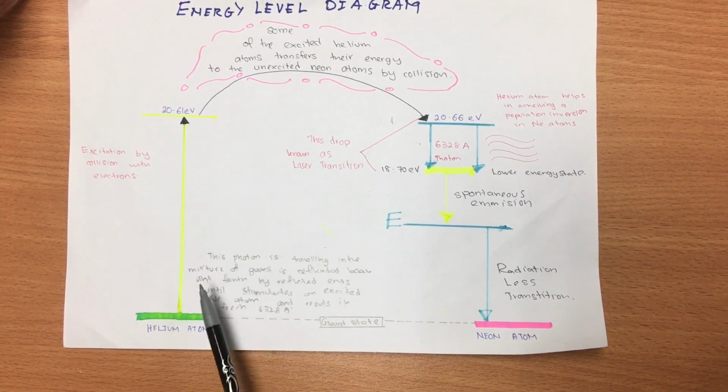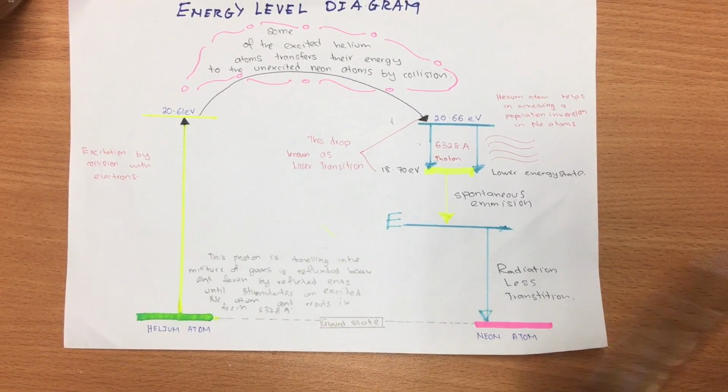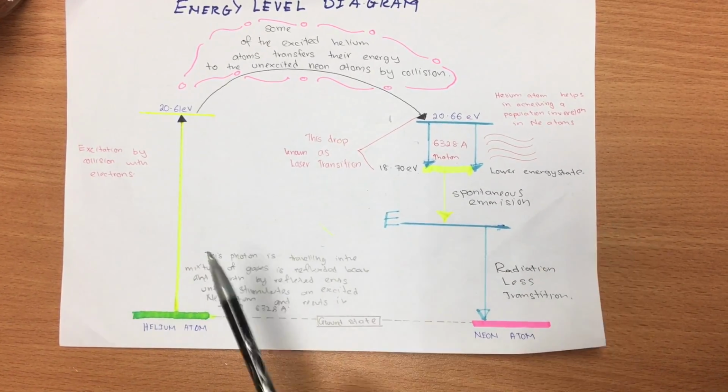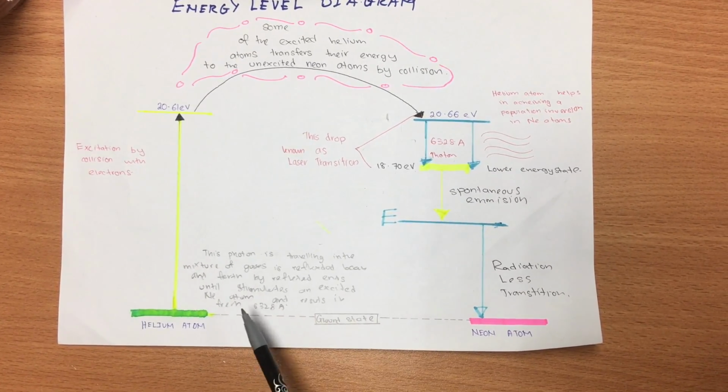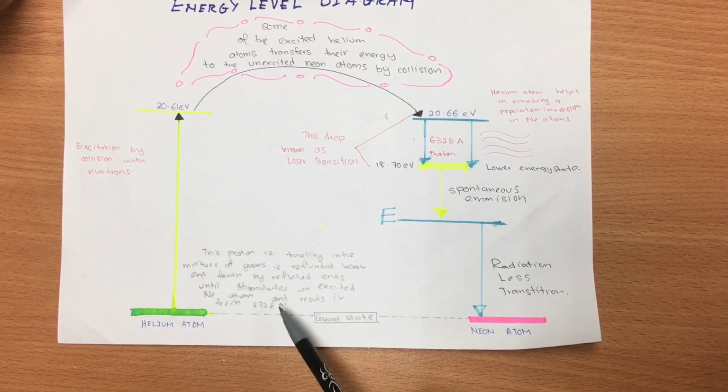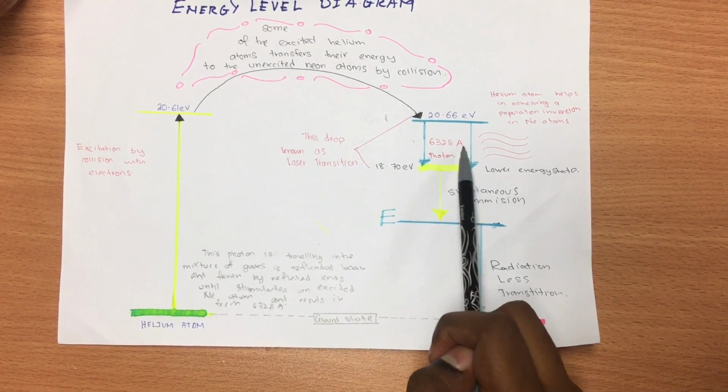This photon, traveling in a mixture of gases, is reflected back and forth by the reflecting ends until it stimulates an excited neon atom and results in a fresh 632.8 nanometer photon.